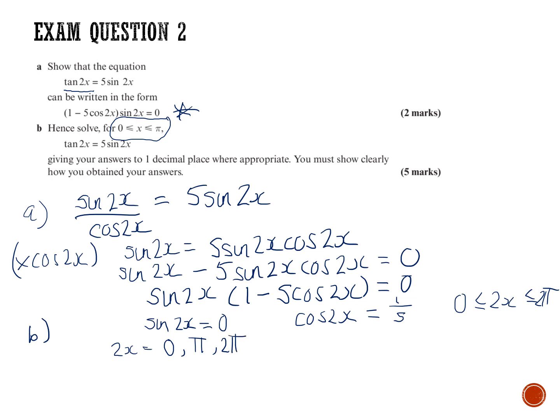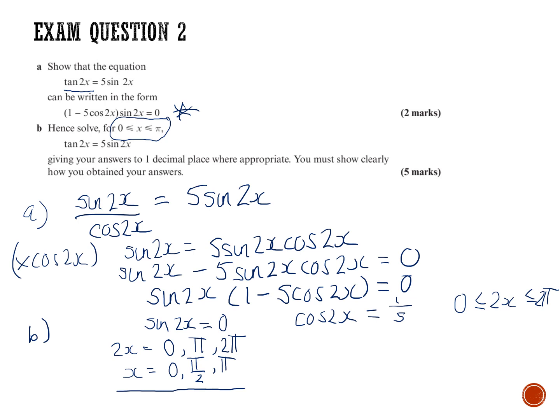So I've got those 3 values. That's where the sine graph goes through the x-axis. If you're not sure, use your calculator to help you. So when I divide those by 2, I get 0, I get pi by 2, and I get pi, all of which are within my range of values 0 to pi.